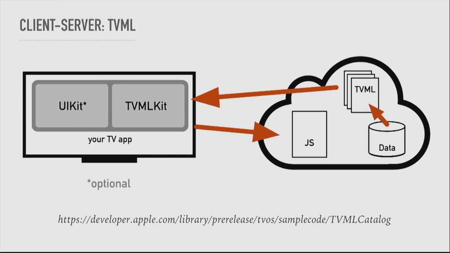TVMLKit calls to a server-based JavaScript file, which provides content in the TVML. And then this file includes data, assets, media, and anything else that it needs on the server. And the returned files are rendered through templates, and all the user interaction is handled through the JavaScript file. You can add UIKit code or anything else you want. But if you want to pursue it more, there's some really great sample code called, surprise, surprise, TVML Catalog. And it shows you all the different templates and what it can do.